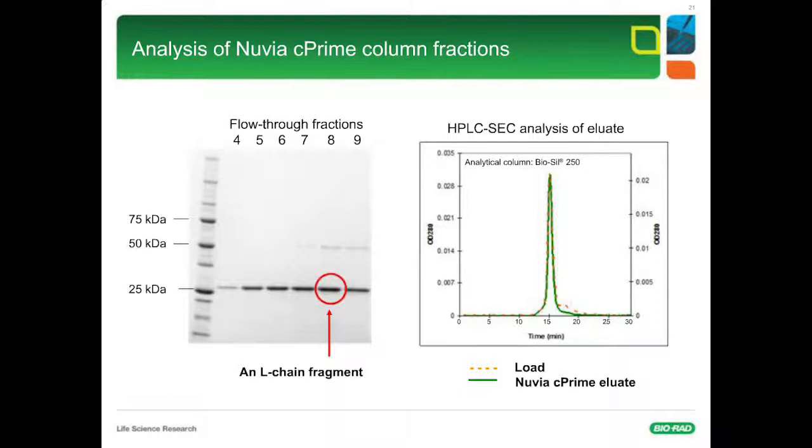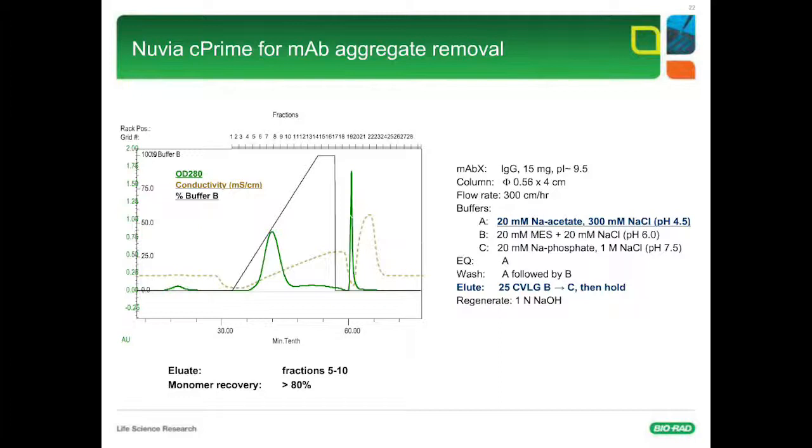For aggregate removal, it's also quite straightforward. In this case, the second mAb, we load the material at a low pH with a modest concentration of sodium chloride. This is based on DOE screening again. And then we raise the pH and salt concentration in the buffer to elute the target molecule in a monomer form.